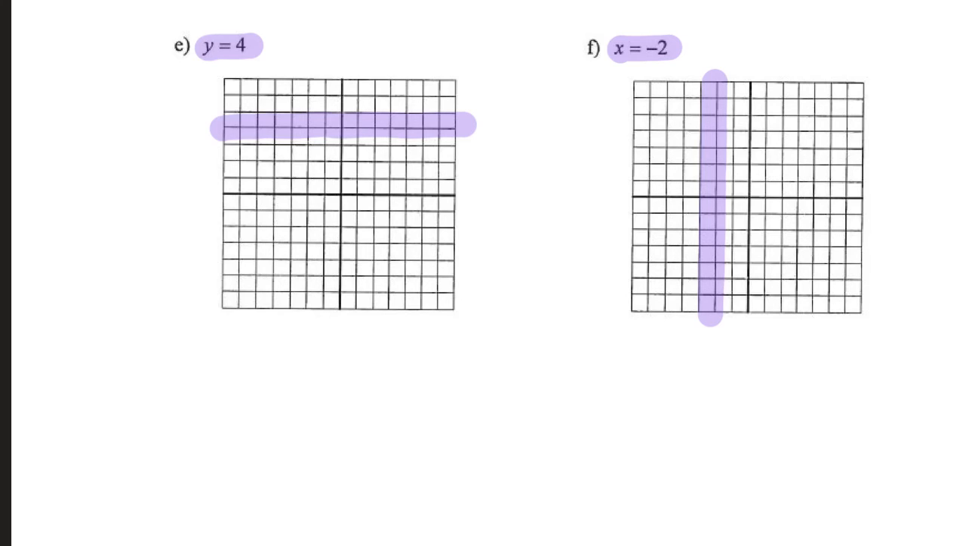What I want to do when I walk through E and F is I want us to see the way that shows itself as we work to find intercepts. Okay, the way it shows itself. So I'm going to walk through E as if I didn't know the purple was the case.